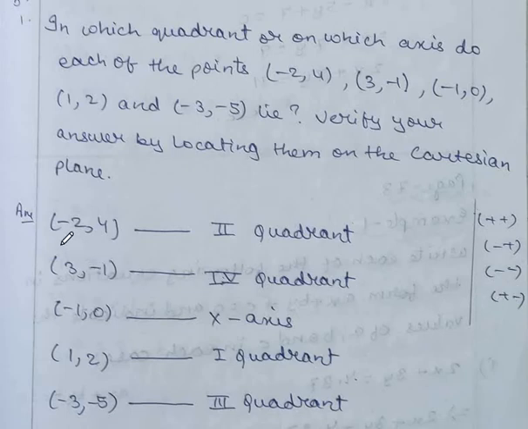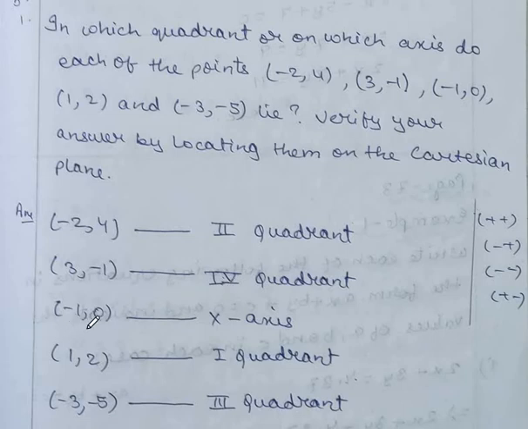Now look at the first point, (-2, 4). Check the sign. When both numbers are available, the point lies in a quadrant. Minus, plus, so it lies in the second quadrant. Next, (3, -1): x is positive, y is negative, so plus, minus will be the fourth quadrant. The answer should be written this way.